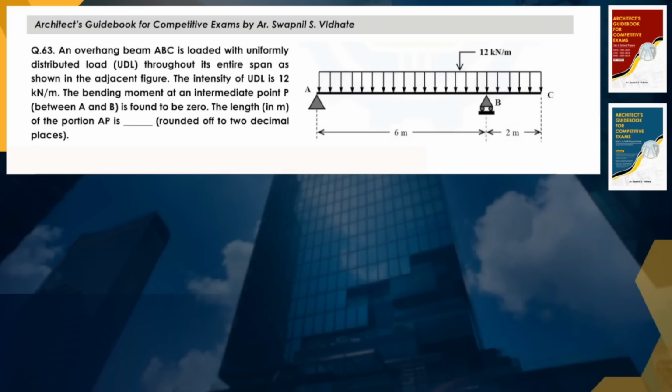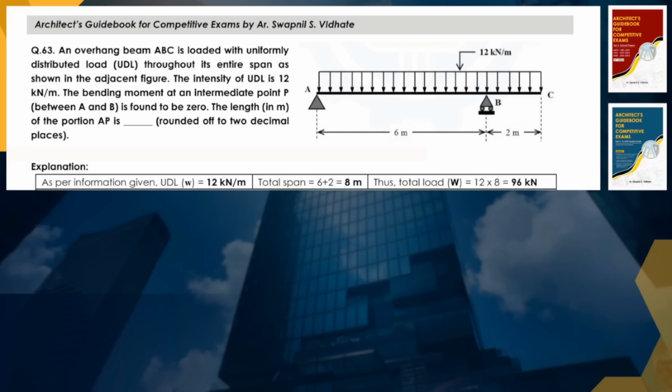Question 43. An overhang beam ABC is loaded with uniformly distributed load UDL throughout its entire span as shown in the adjacent figure. The intensity of UDL is 12 kilonewton per meter. The bending moment at an intermediate point P between A and B is found to be 0. The length in meter of the portion AP is how much? The answer should be rounded off to two decimal places.